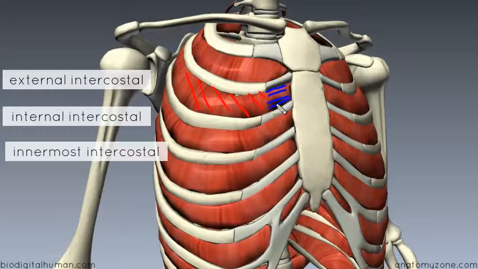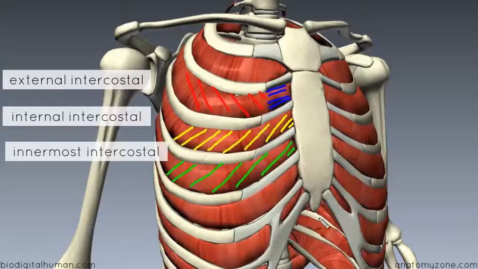Underneath the external intercostal muscle, you've got the internal intercostal muscle, and these fibers are oriented in the opposite direction. They're oriented in a superior and medial direction, like this. And this doesn't have the aponeurosis which connects it to the sternum. And deep to the internal intercostal muscle, when you remove the internal intercostal muscle layer, you see the innermost intercostal muscle there. These fibers are oriented in the same direction as the internal intercostal muscle, so superiorly and medially.